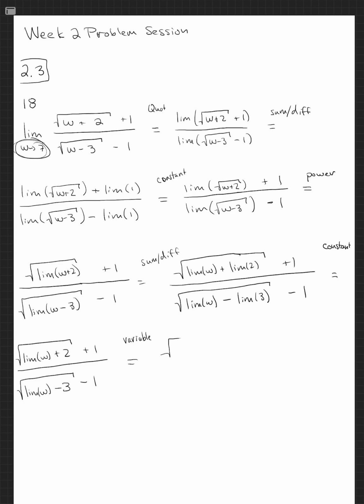So that means we're going to get the square root of the limit of w as w goes to 7 is 7. The limit of w as w goes to 7 is 7. And now we can just simplify. No more limit rules.